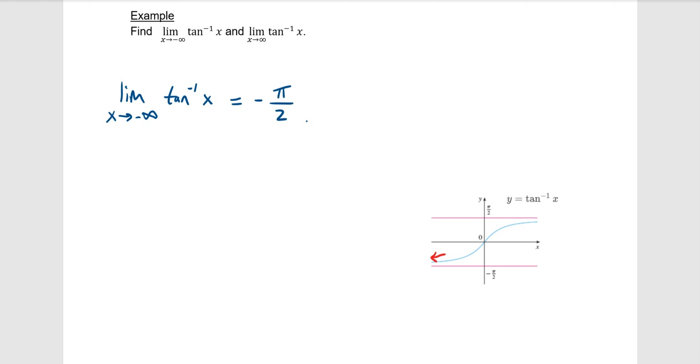So that means as x gets more and more negative, all the way to the left when we're looking at the graph, the function values are going to be getting closer and closer to negative pi over 2.